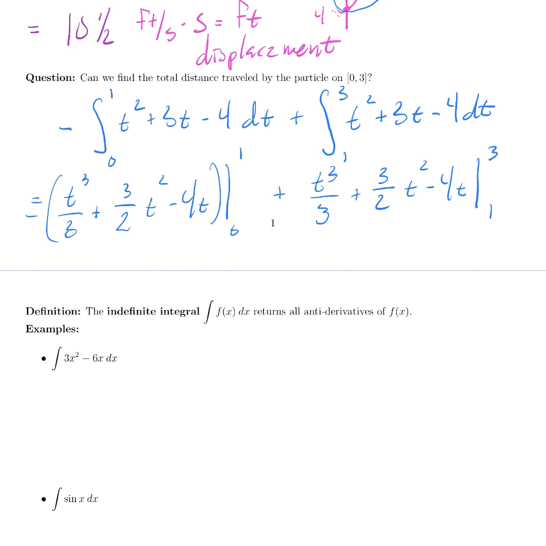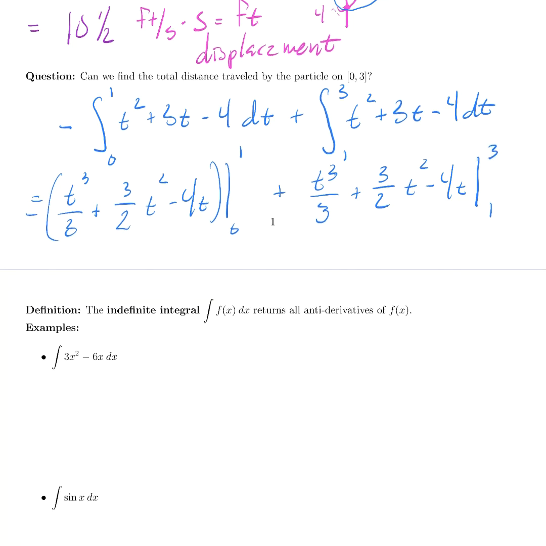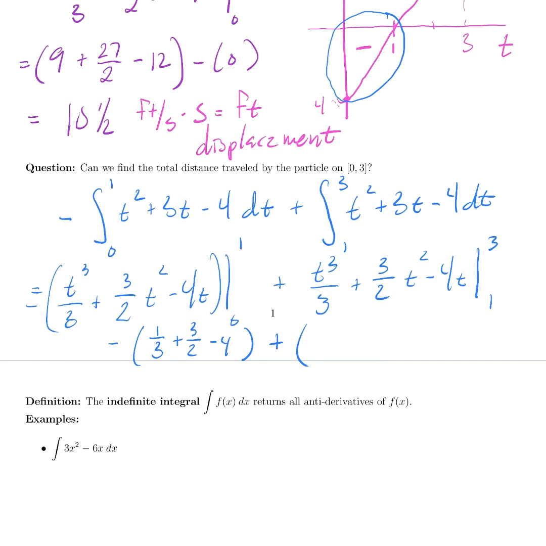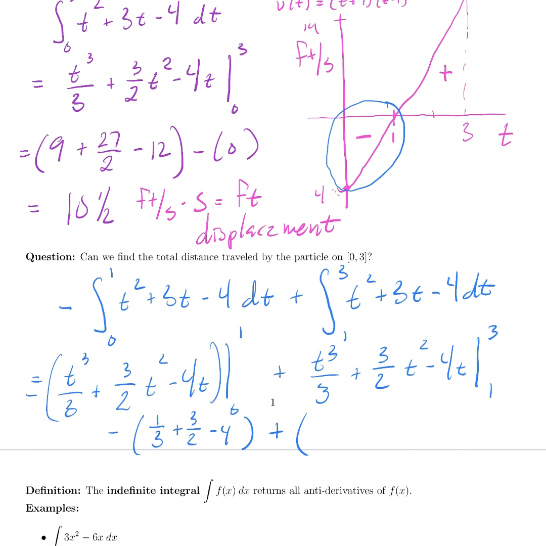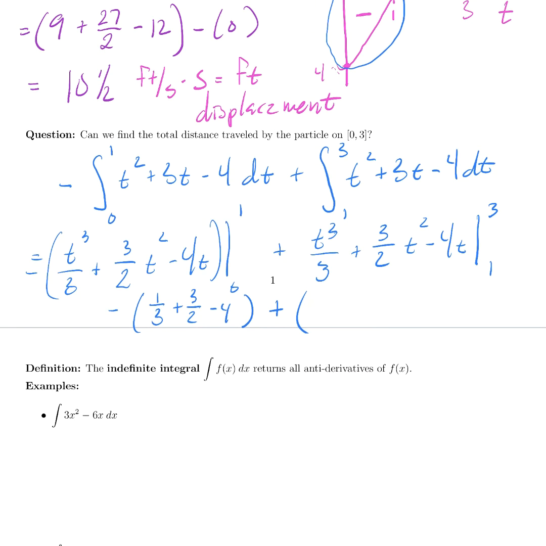1 to 3. Put 0 in, I'm going to get 0. So this piece is negative 1/3 plus 3 halves minus 4. And over here, I add to that. I evaluate this thing at 3. I did that above. And evaluating it at 3 above, we got 10.5.